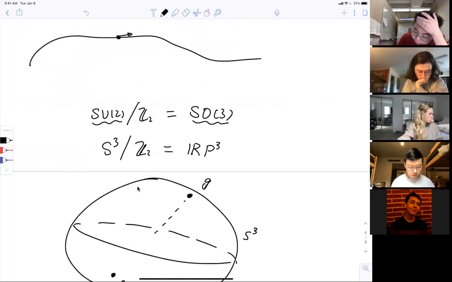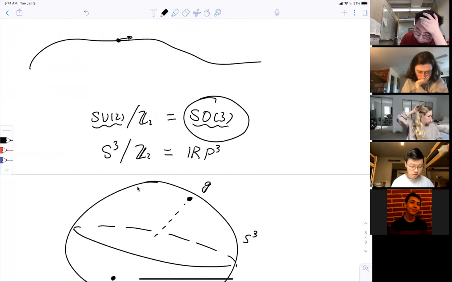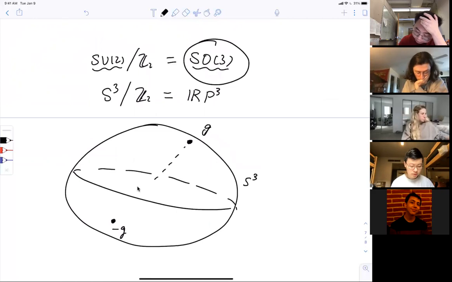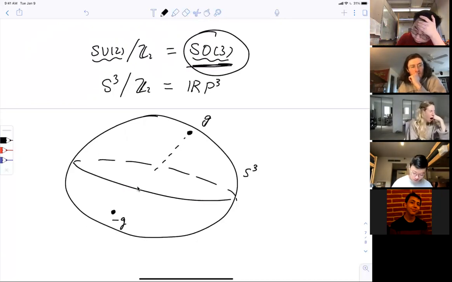If we know SO3, there's no way to recover this SU2. But if we know SU2, we can do this identity by identifying different points, and we can obtain SO3. And we say it's a universal covering group because, in some sense, it's bigger than the other groups.